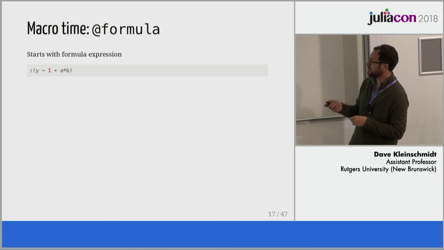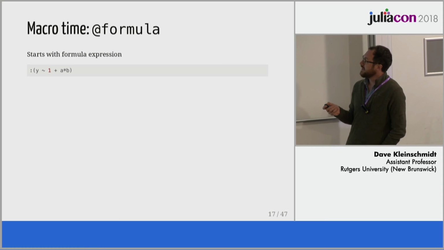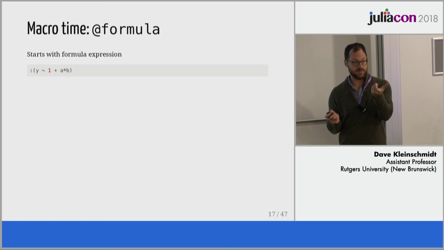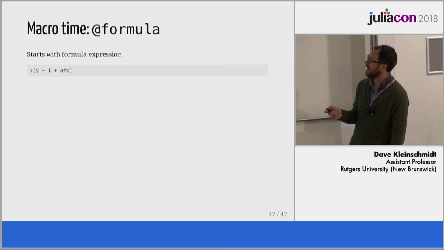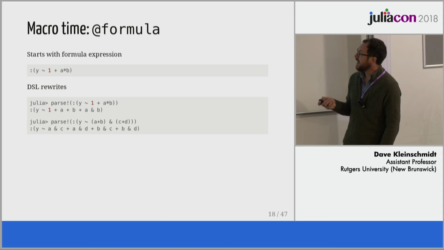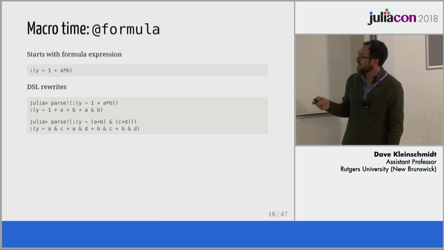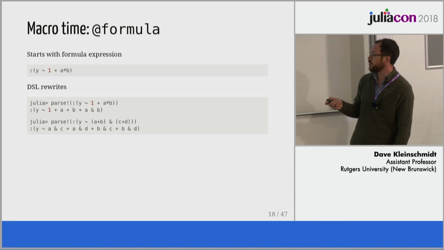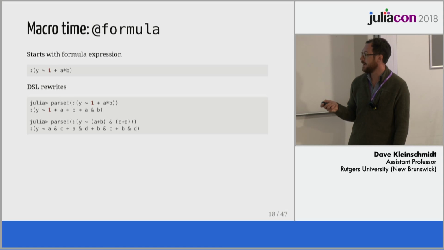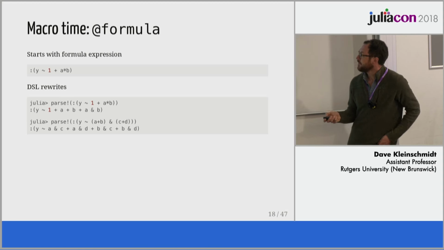Okay, so first, macro time. A macro gets the surface syntax from Julia in the form of an expression, right? So here is an expression, y tilde 1 plus a star b, right? And the first thing that it does is it has this parse function that just rewrites that in place, right? So the star gets expanded to a plus b plus a and b. There's a distributive rule that it applies. So if you want to do two-way interactions between a and b and c and d, but not the interaction of a and b or c and d, you can do that. It'll distribute the ampersand, the interaction, across those two sums.